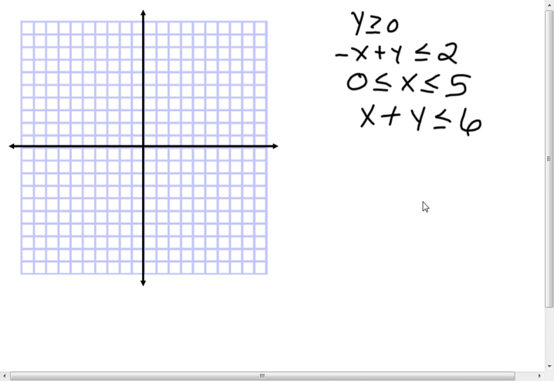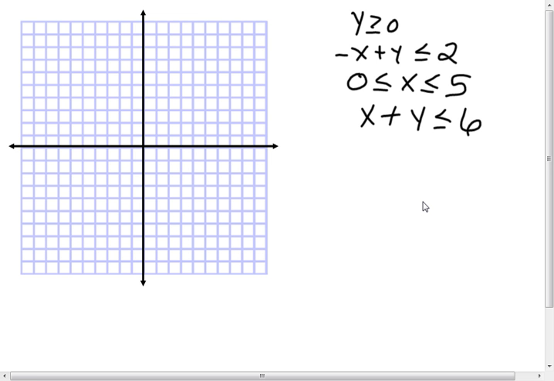For this problem, we're going to solve systems of inequalities by graphing. And then once we graph, we're going to take the coordinates of the points where the lines intersect, and plug those into a function to find the highest and lowest value. So first of all, let's graph these inequalities.